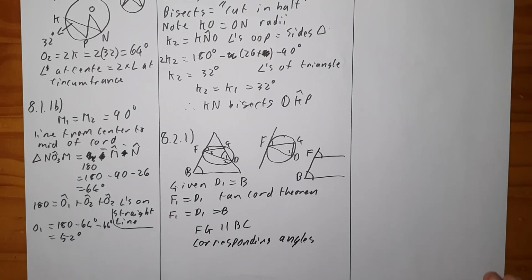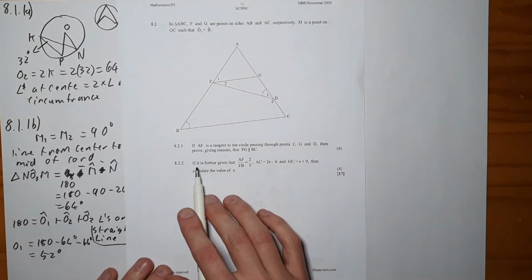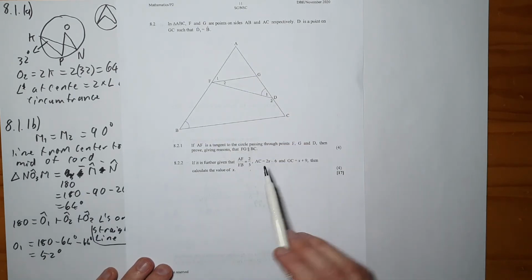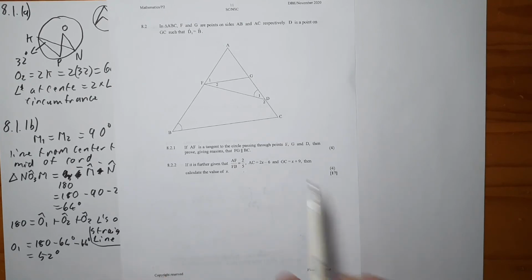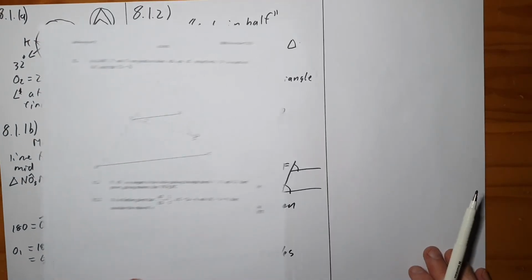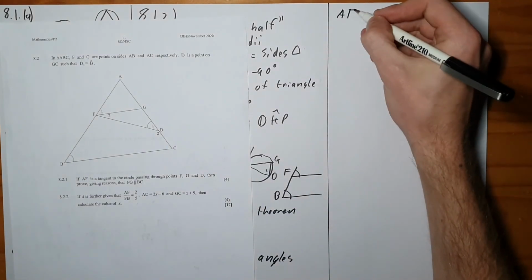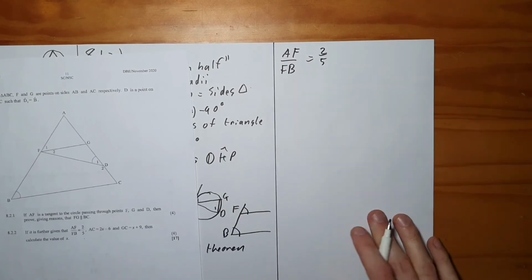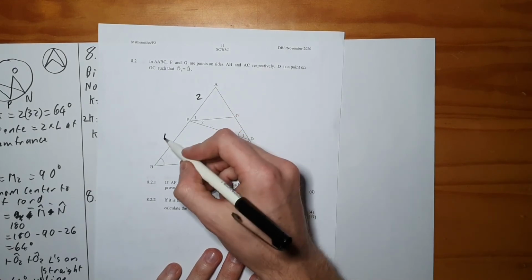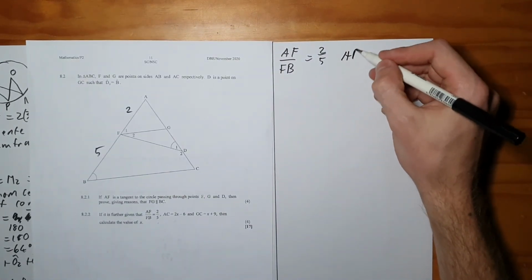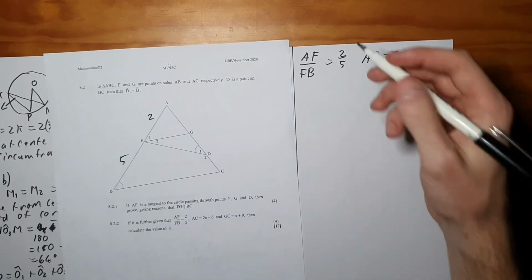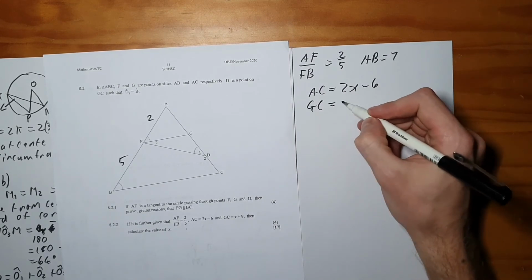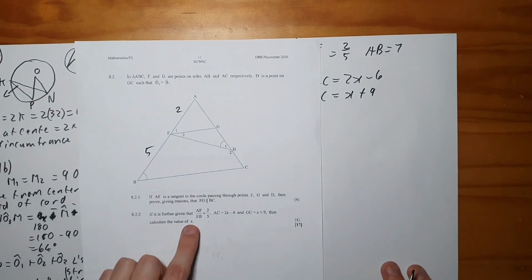Anyway, 8.2.2 now says: if further given that AF over FB is given by 2 over 5, plus they've given us the expression AC equals 2x minus 6, GC equals x plus 9, calculate x. So I'm just going to write out everything given. AF over FB equals 2 over 5. Looking at that, we can see that this length here is 2, that's 5, so we can deduce that AB equals 7. Then also we have that AC equals 2x minus 6, and GC equals x plus 9. Now we need to find what x's value is.